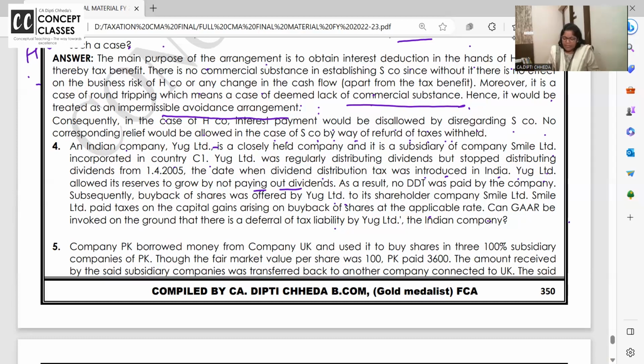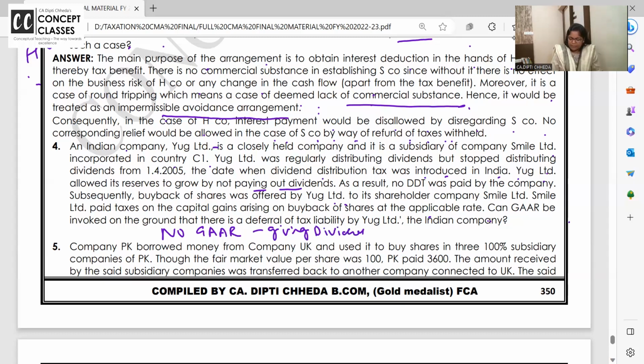UG Limited dividend नहीं दे रहा है, क्योंकि it is trying to avoid the tax and all. Answer is no. Here GAAR cannot be invoked. No GAAR. ऐसे लिखो. Write down the answer. No GAAR.